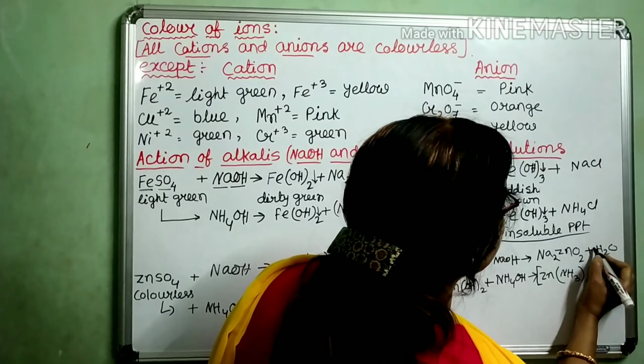First, in case of ZnSO4, when NaOH is added, a gelatinous white semi-solid is formed. When excess NaOH or NH4OH is added, then a clear, soluble solution is formed.